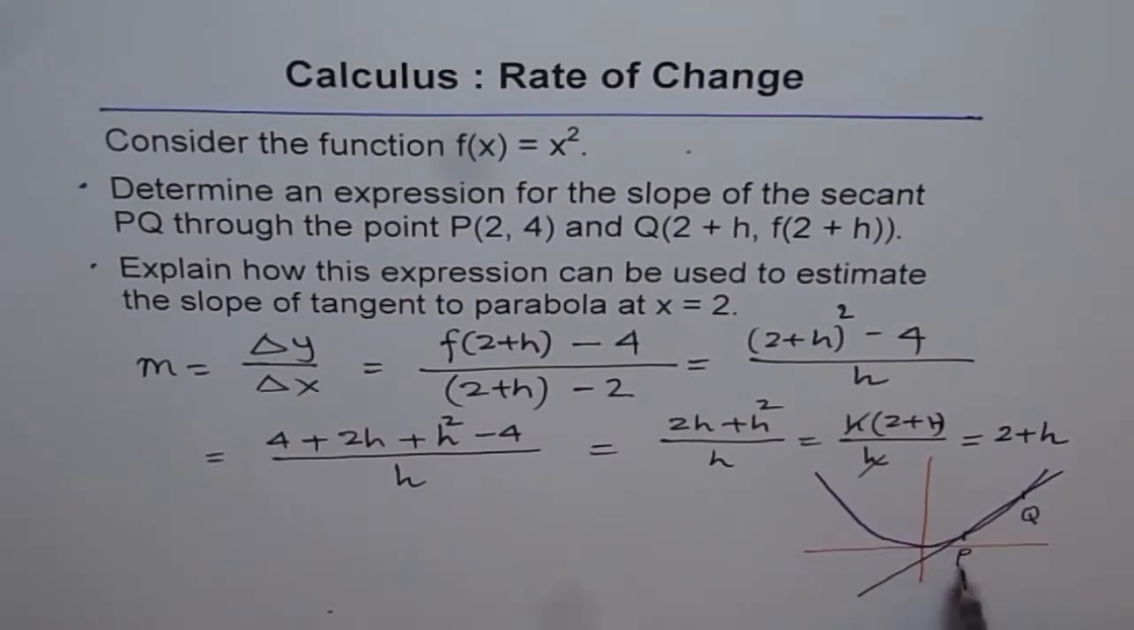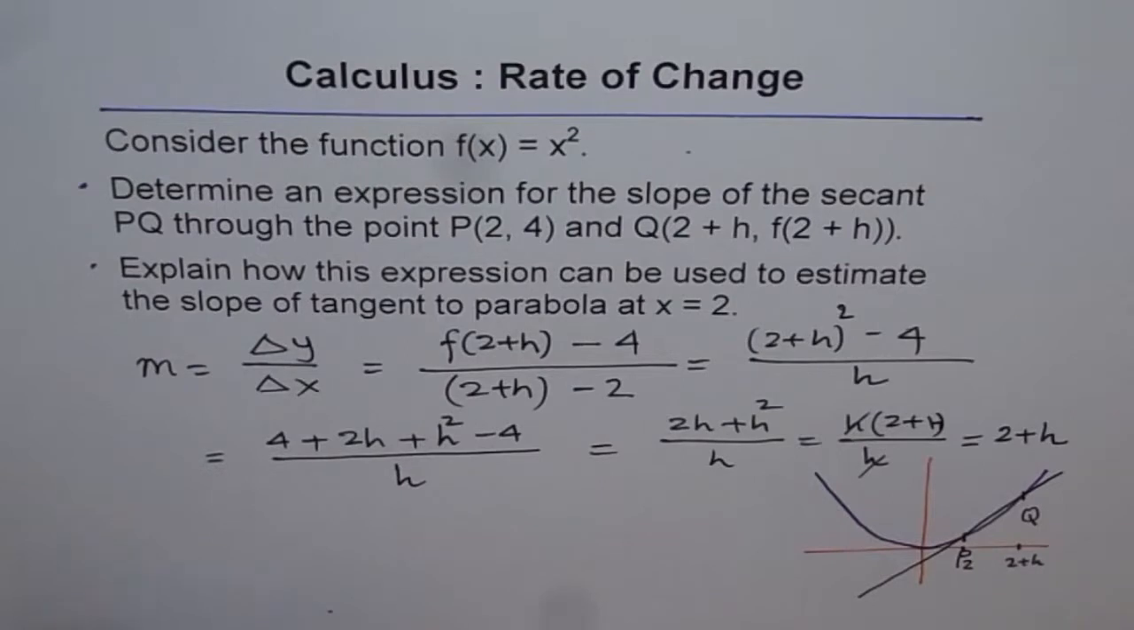Now point P is at x equals 2 and point Q is at 2 plus h. So these are the two points, and we found the slope of the secant, this particular line. It really depends on how far Q is, that h value, right? That h value is how far Q is from P in the x value. So if we bring Q closer, we can find slopes for different values of h. You see? So h could be 1.